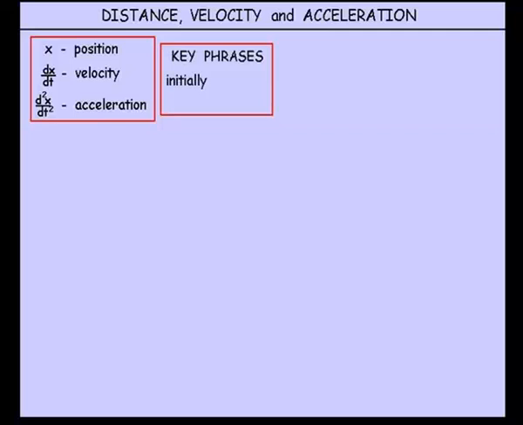If you see the word "initially", it simply means when t equals 0, when time is 0. "At rest": if a particle is at rest or if it's stationary, then that means it's not moving. So its velocity is 0.